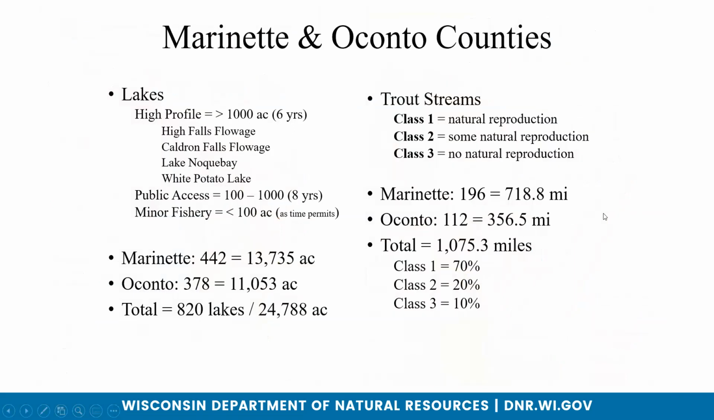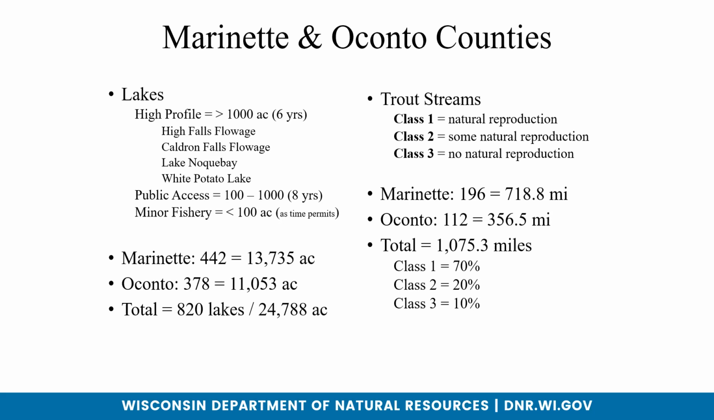But also within Marinette and Oconto County combined, there's about 820 lakes or 25,000 acres of surface water in the form of lakes that we manage. And my lakes are stratified based on size. So my largest lakes, lakes that are over 1,000 acres, are high profile lakes, or lakes that we would do more work on because obviously they get more use and we've just got more invested in them.